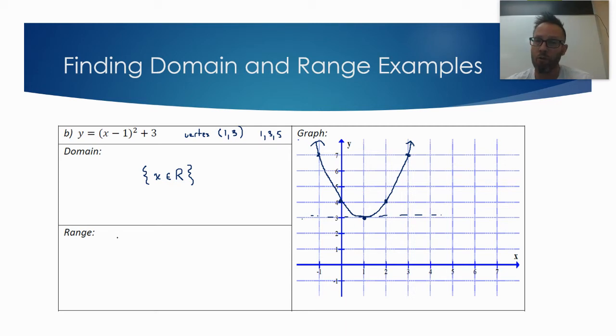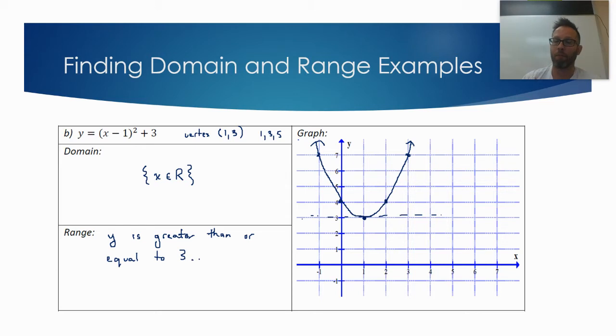I'm going to write this in words first. So y is greater than or equal to 3. And that's perfect for the range. We've described the range in words. That parabola, the y values that we get when we plug it in the equation, we only get y values 3 and above, and you can see that from the graph. But how can we turn that into a nice, concise, compact mathematical notation?